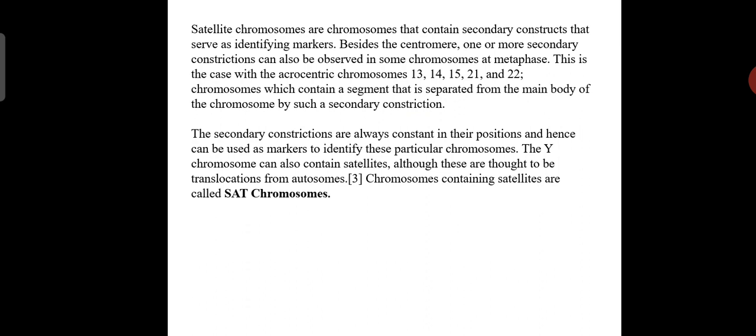The secondary constrictions are always constant in their positions and hence can be used as markers to identify these particular chromosomes. The Y chromosome can also contain satellites, although these are thought to be translocations from autosomes. And the chromosomes containing satellites are called SAT chromosomes.